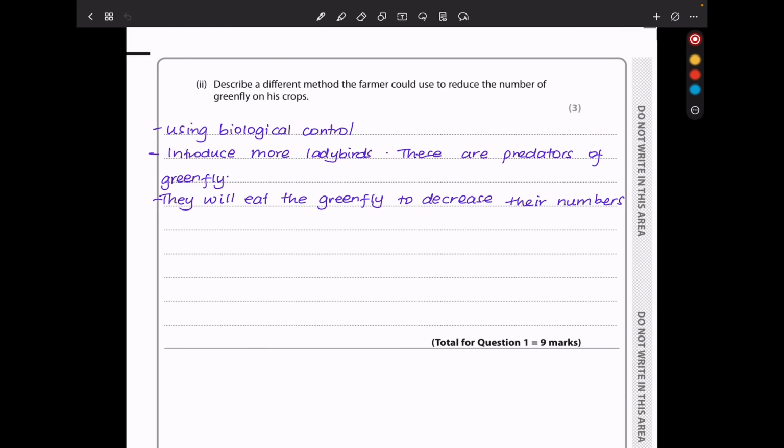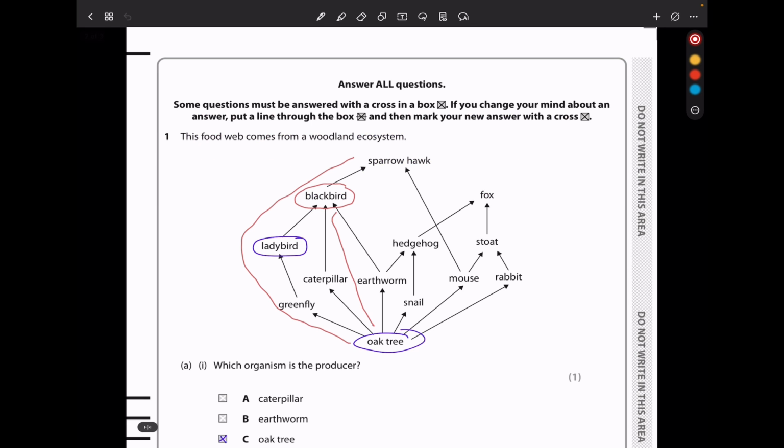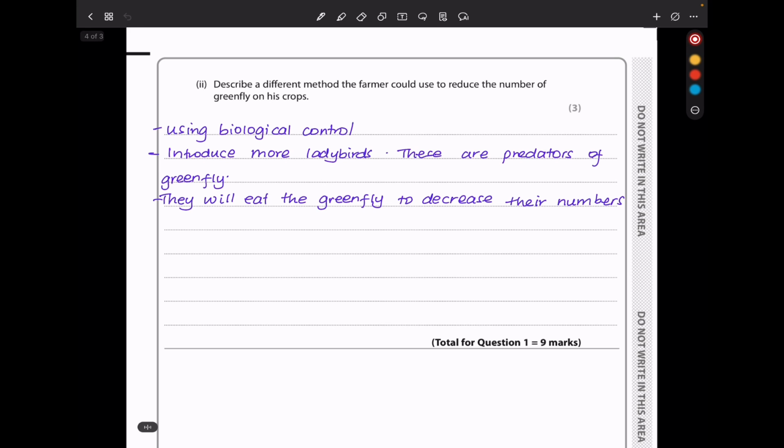Next, they say describe a different method the farmer could use to reduce the number of greenfly in his crop. They could use biological control, meaning introduce more ladybirds. If you're trying to control these, increase the organism that feeds on the greenfly. If there are more ladybirds, then the greenfly can be kept in control. So introduce more ladybirds, and these are predators of the greenfly. They will eat the greenfly to decrease their numbers.